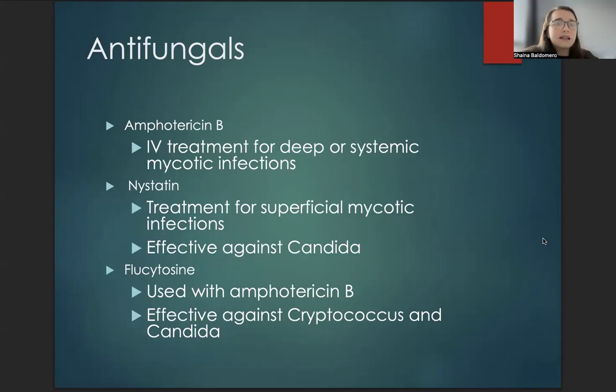With that being said, let's take a look at some antifungals. There's amphotericin, and that is an IV treatment for deep or systemic mycotic infections. So when you think of systemic, think of systemic circulation, right? So it's going to be deeper into the skin and into the tissues versus something that's superficial. So like nystatin, the next medication, this is a treatment for superficial mycotic infections. Superficial is basically on top of the skin or just right below. It should be able to be seen by the naked eye.